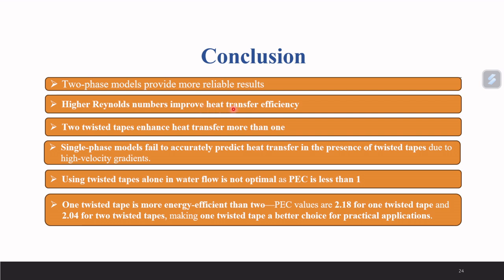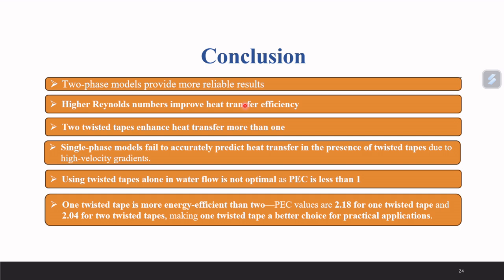A higher Reynolds number improves the efficiency. At a Reynolds number of 3000, the Nusselt number is increased 95 times, and at a Reynolds number of 36,000, the Nusselt number is increased 218 times in the tube with two twisted tapes. The two twisted tapes enhance heat transfer more than one, but they also result in a higher pressure drop. The single-phase model fails to accurately predict heat transfer in the presence of the twisted tape due to the higher velocity gradient. Using a twisted tape alone in the water flow is not optimal, as the performance evaluation criterion is less than one, indicating a poor balance between heat transfer enhancement and pressure drop.